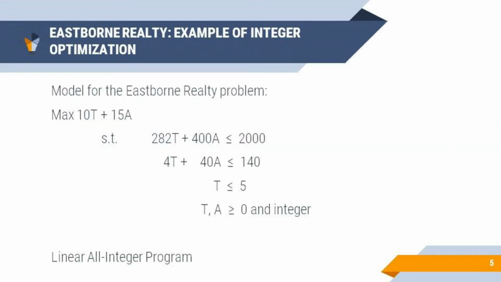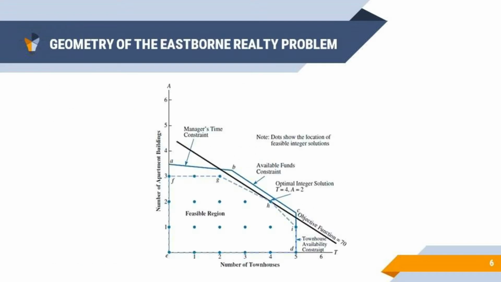Now that we have the model for the problem, we realize that this is what we call a linear all-integer program. Each townhome has to be a whole unit. Each apartment building has to be a whole. If you look at this figure, you will see each of the constraints plotted on the chart we talked about earlier, which is the idea of the feasibility region.